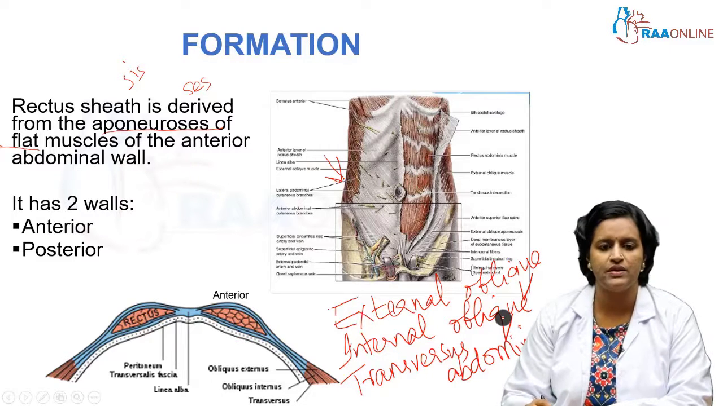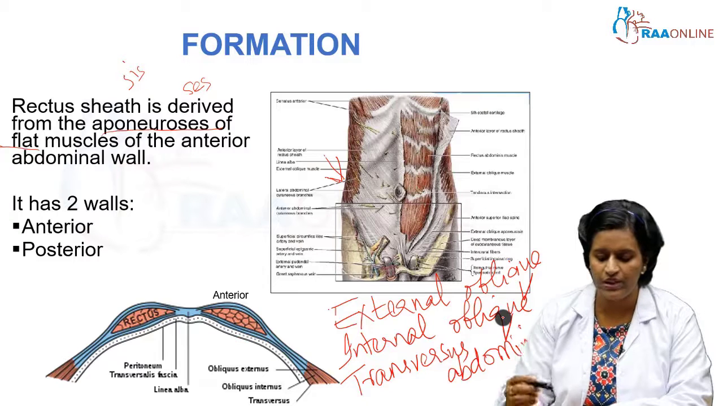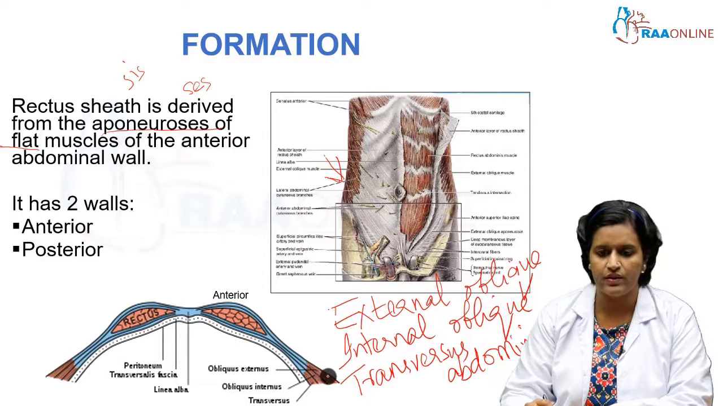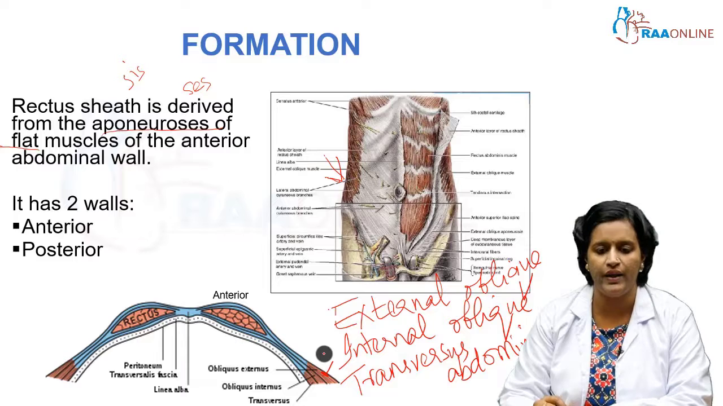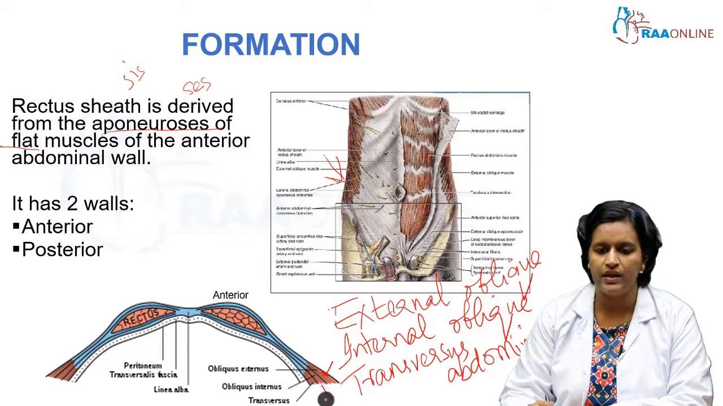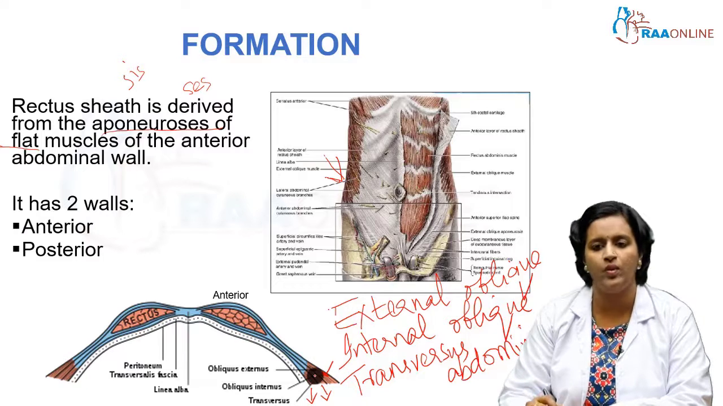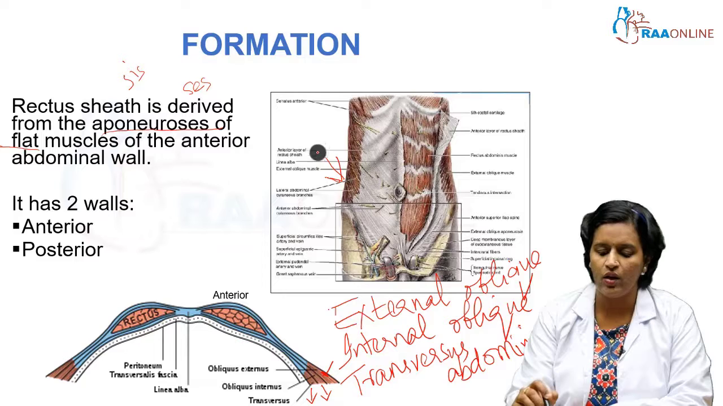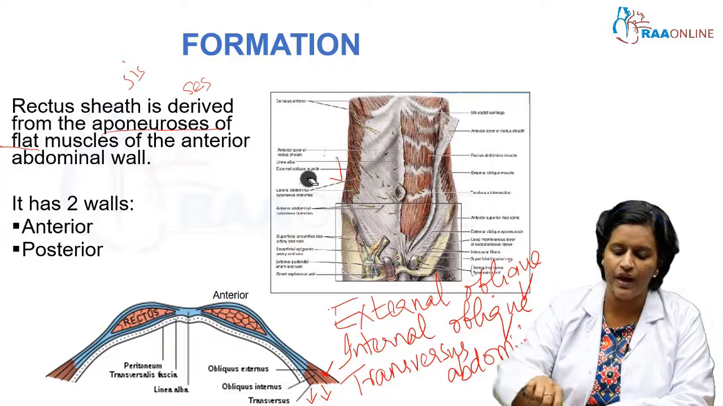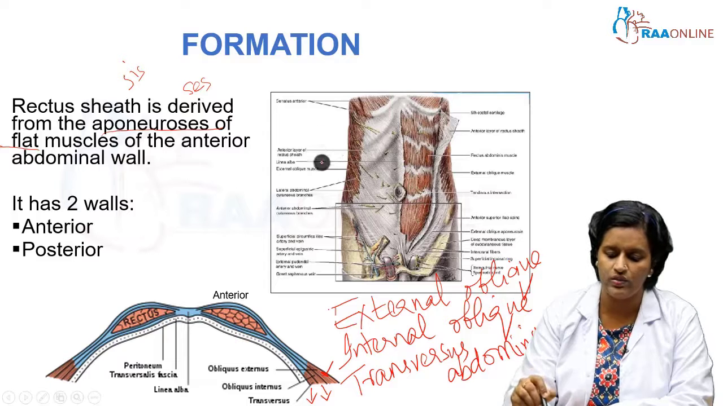Now, of these 3 muscles, which is the most superficial? It is this one, which is external oblique or obliquus externus. Then comes internal oblique, and the deepest one is transversus abdominis. So we saw external oblique muscle here. This is the anterior view of the anterior abdominal wall.